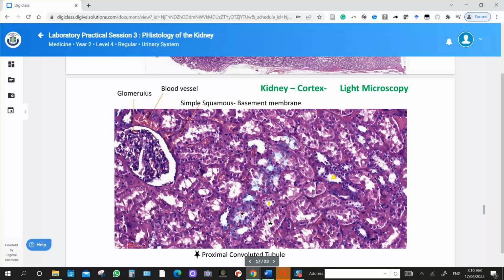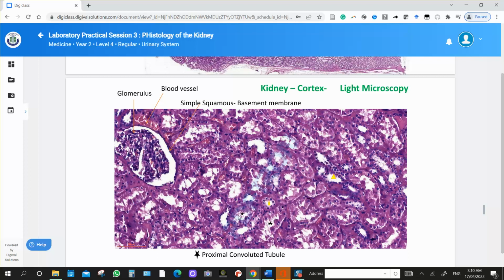So now here you can see that this is a glomerulus. This is the Bowman's capsule, so simple squamous epithelium. Okay, Bowman's capsule lined by simple squamous epithelium. And then you can see a blood vessel which is very close to this. Other than that, you can see a lot of PCT and DCT.